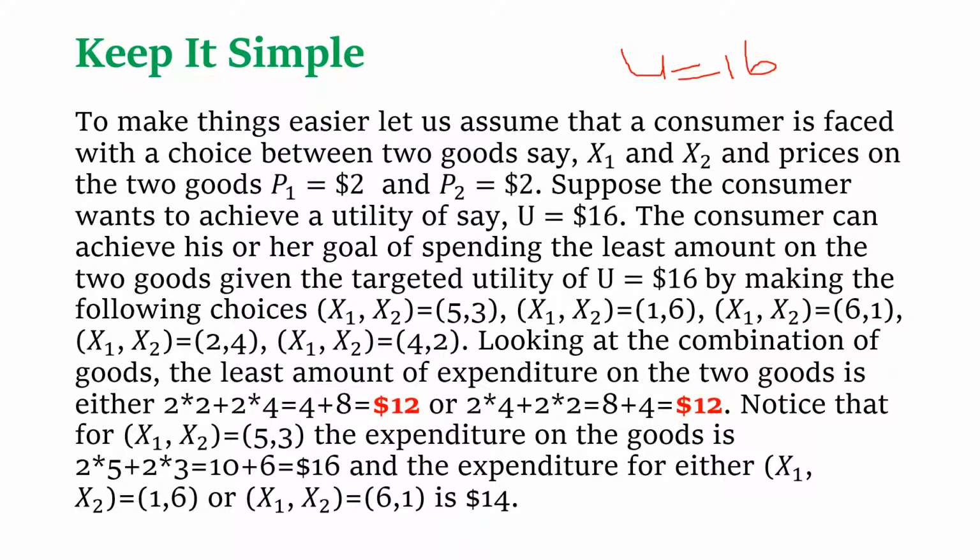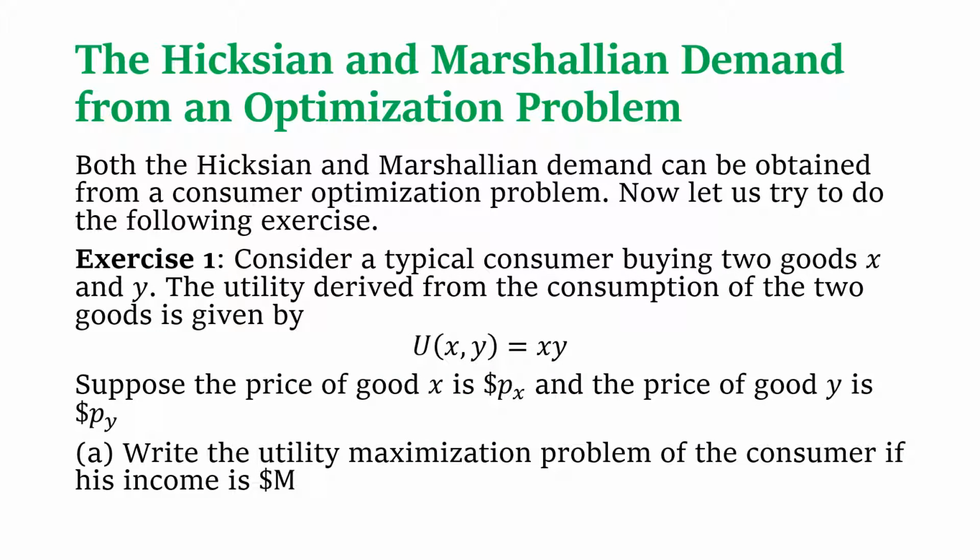So he's going to choose X1, X2 equals 4, 2, right? Now, let's take, for example, that prices decide to change. How will this affect your expenditure on the two goods? Certainly, your expenditure on the two goods will be affected, but it depends also on the type of goods that the individual prefers most or prefers less, right?